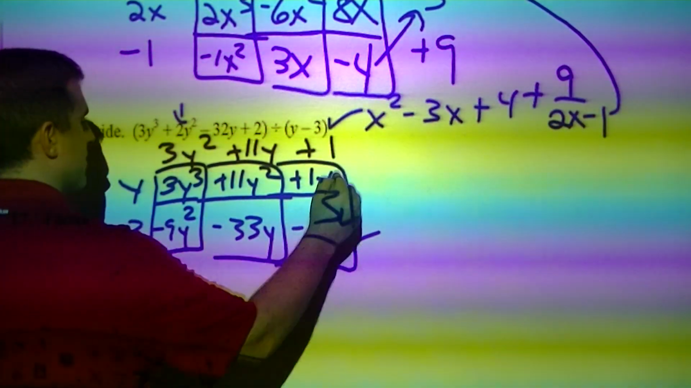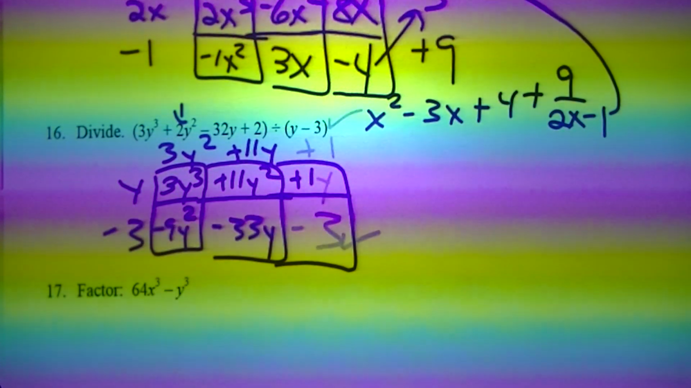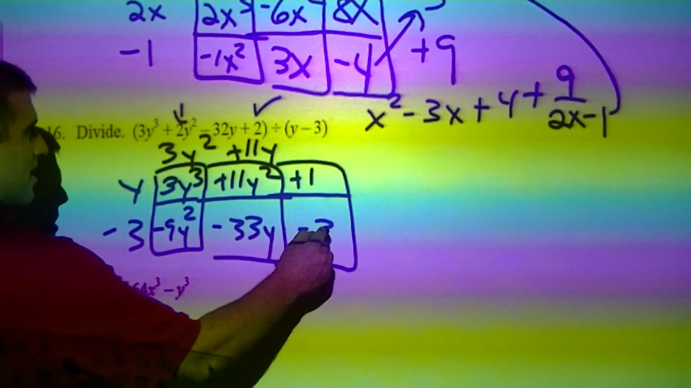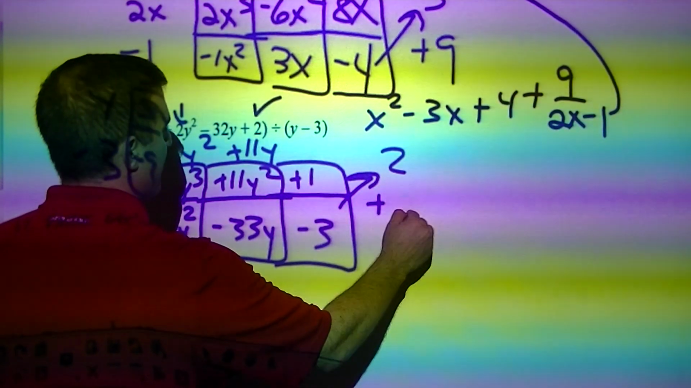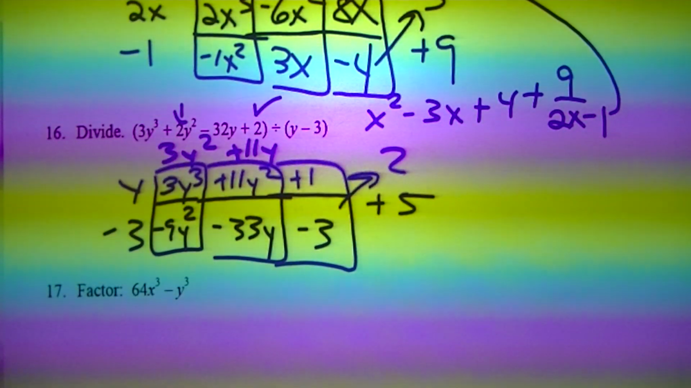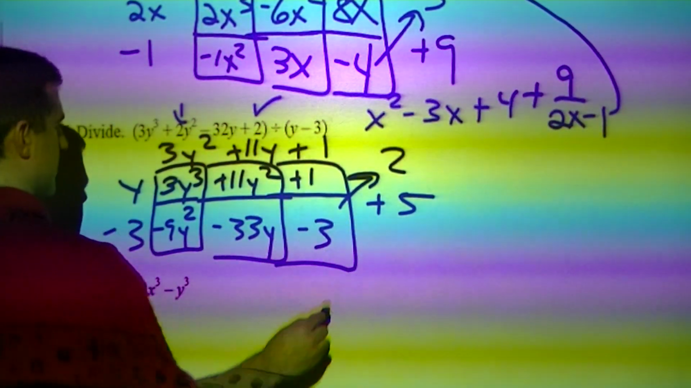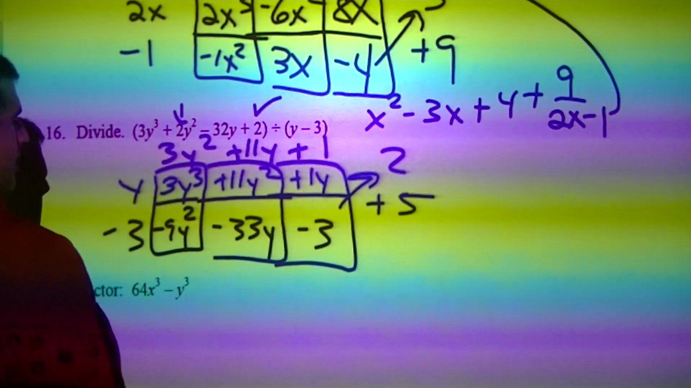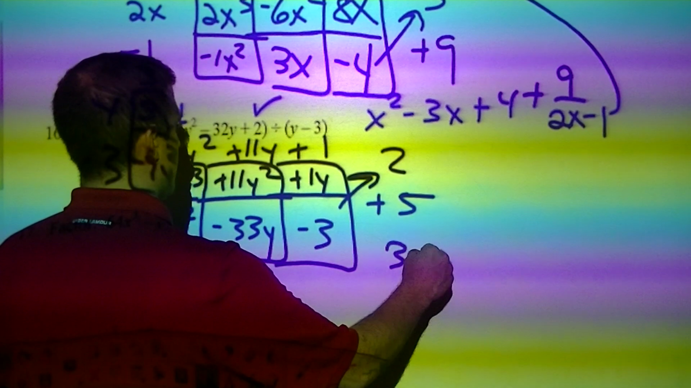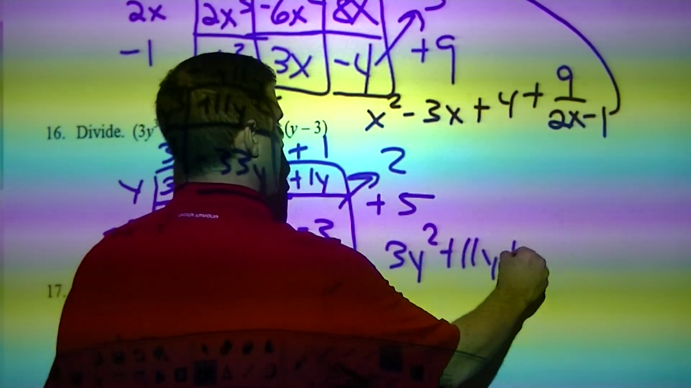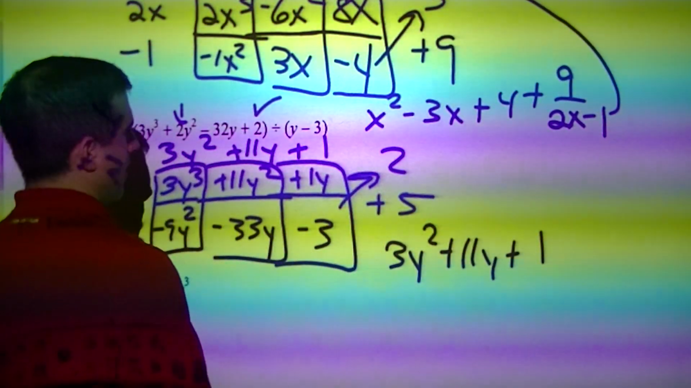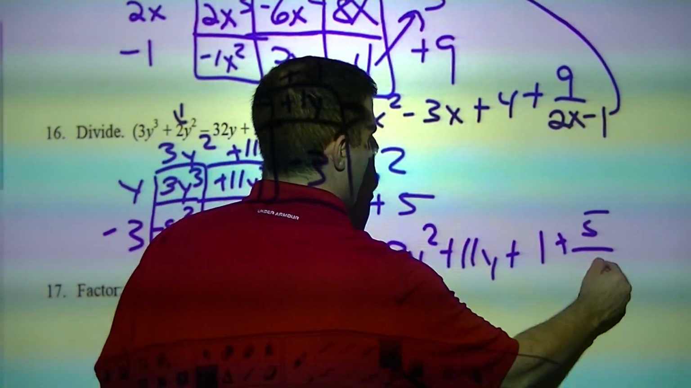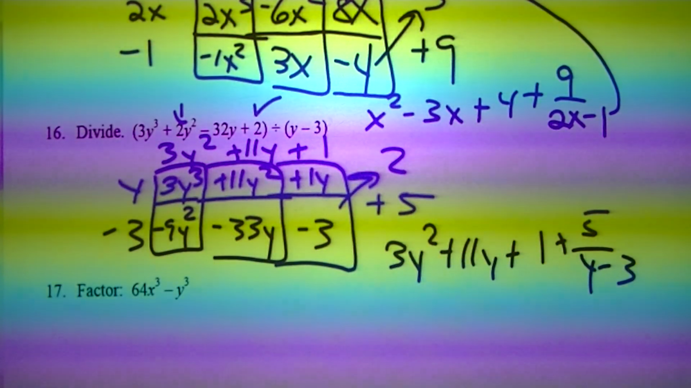Notice this and this are the same. I'm sorry, it's not the same. I get negative 3. I've got to get to 2. So how do I get to 2? I would have to add 5 to get to 2. So what I have on that one is going to be 3y squared plus 11y plus 1, plus 5 over, and in my case it would be y minus 3. That's because that's my remainder.